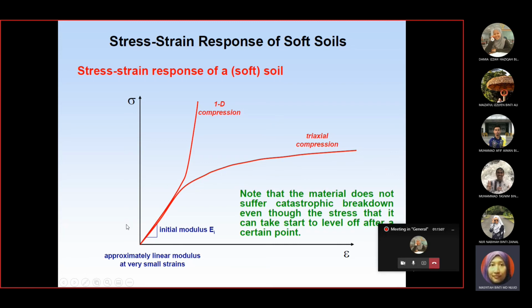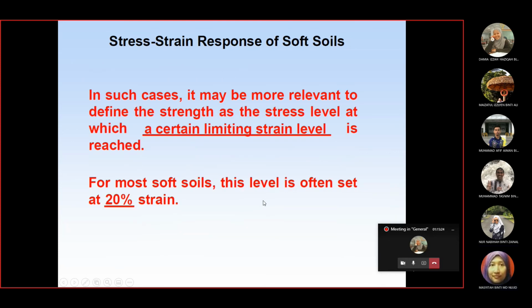At the initial curve here, the initial straight line is the initial modulus, and then it goes to an increase in strength with an increase of strain. That is the point where the strength of the soil can be found on the curve. Okay, in this case, it may be more relevant to define the strength at the stress level at which a certain limiting strain level is reached. What is the definition of strength? Okay, this is very general. The strength is at the stress level at which a certain limiting strain level is reached.